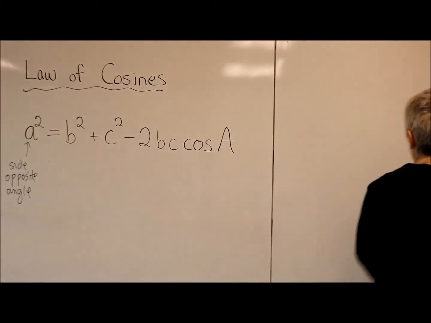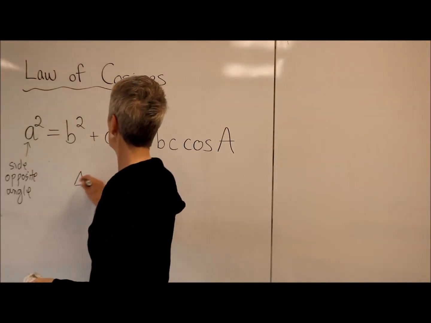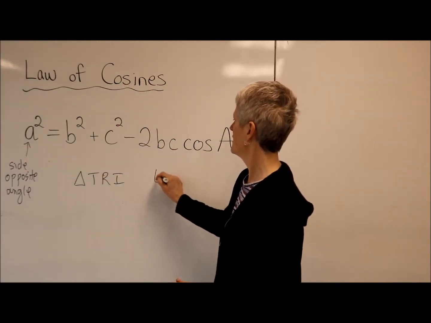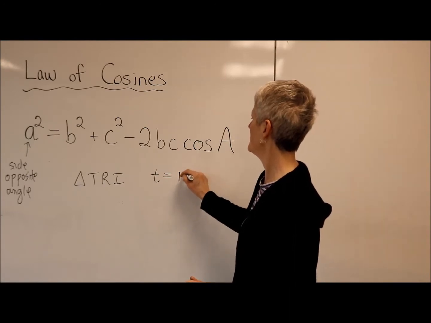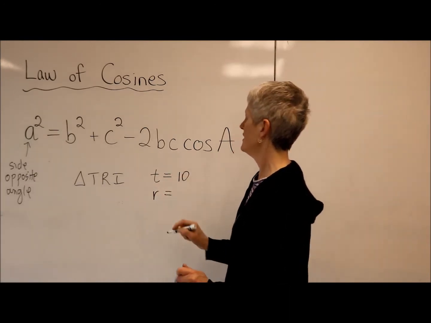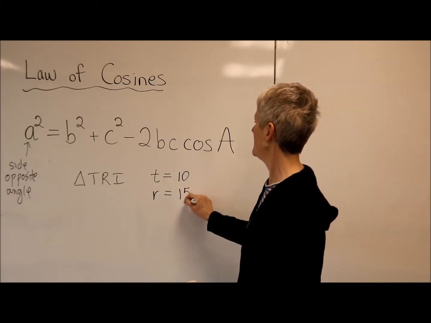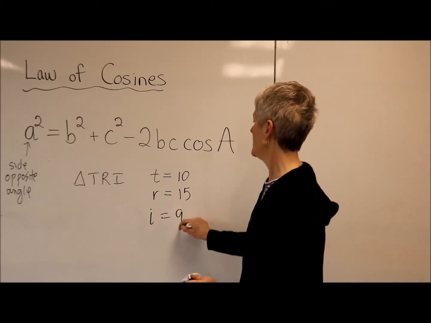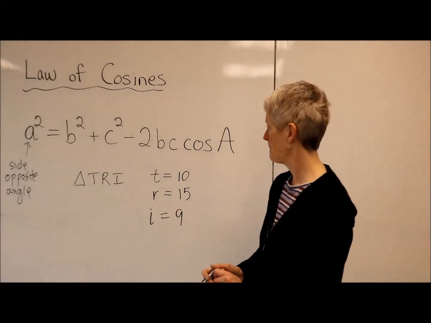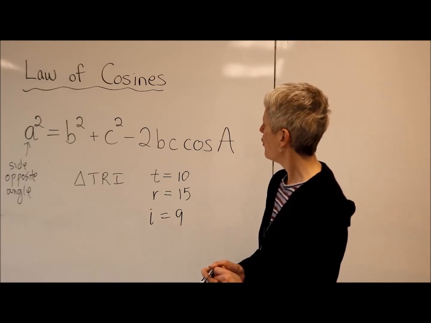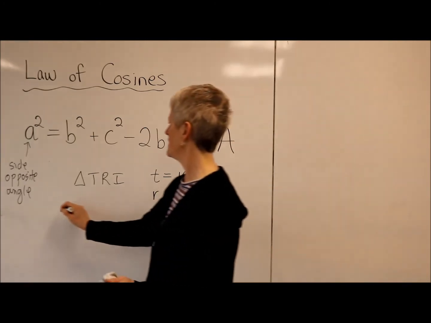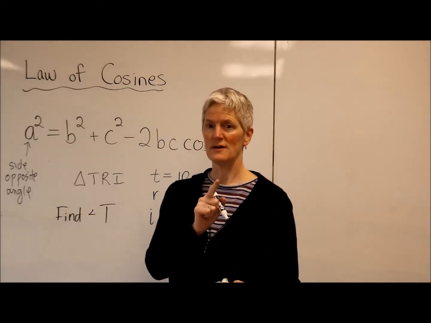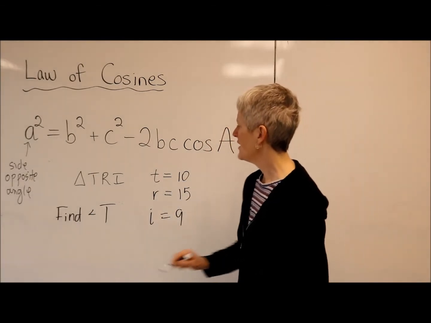And perhaps I won't even draw a triangle. I'll just say triangle TRI has lengths, let's say, side T is 10, side R is 15, and side I is, I don't know, 9. Okay? All right. And what angle shall we find? Let's find angle T, as in tsunami. Okay, so I want to find angle T.